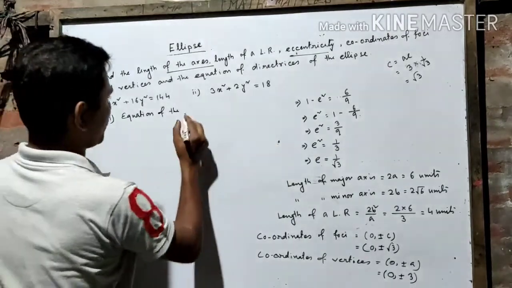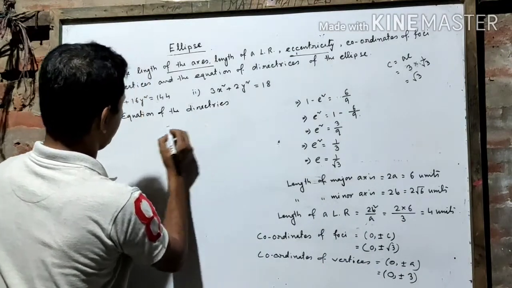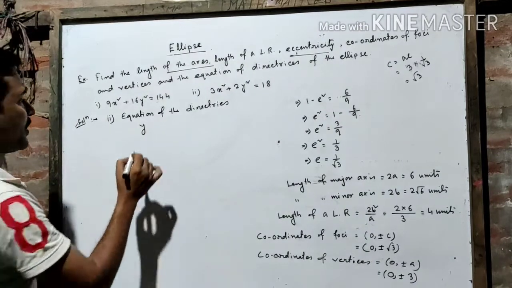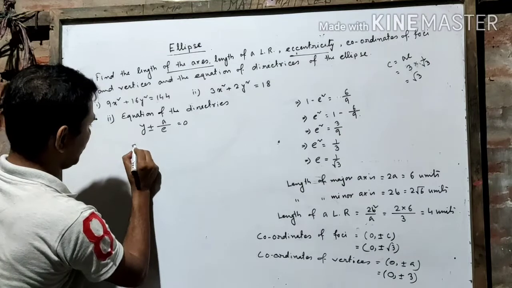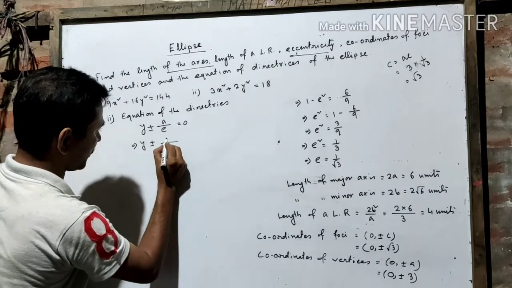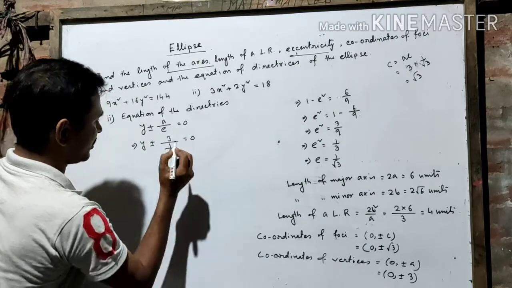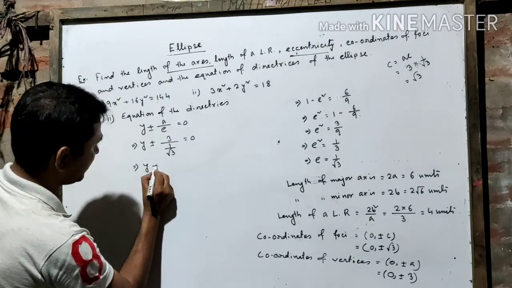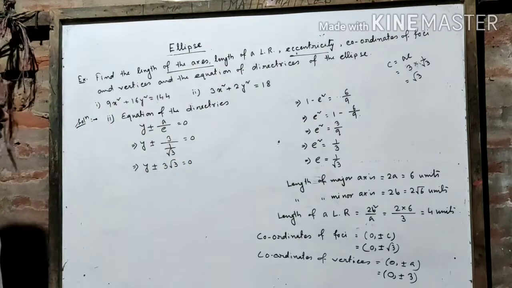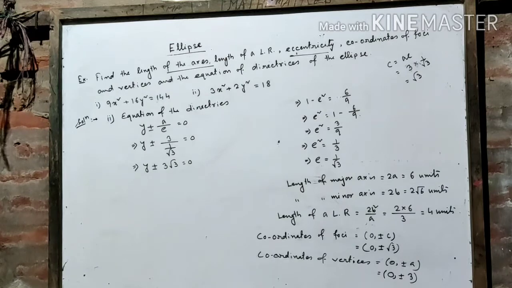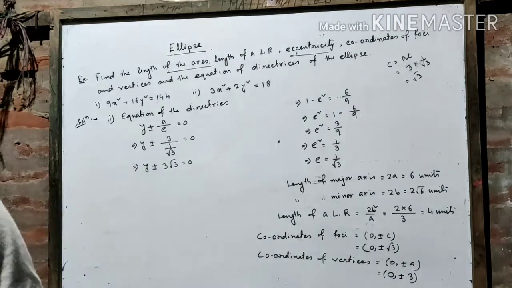Equation of the directrices will be y = ±a/e = 0. This implies y = ±, where a is 3 and e is 1 by root 3, so y = ±3 root 3 = 0. All right. Next question.